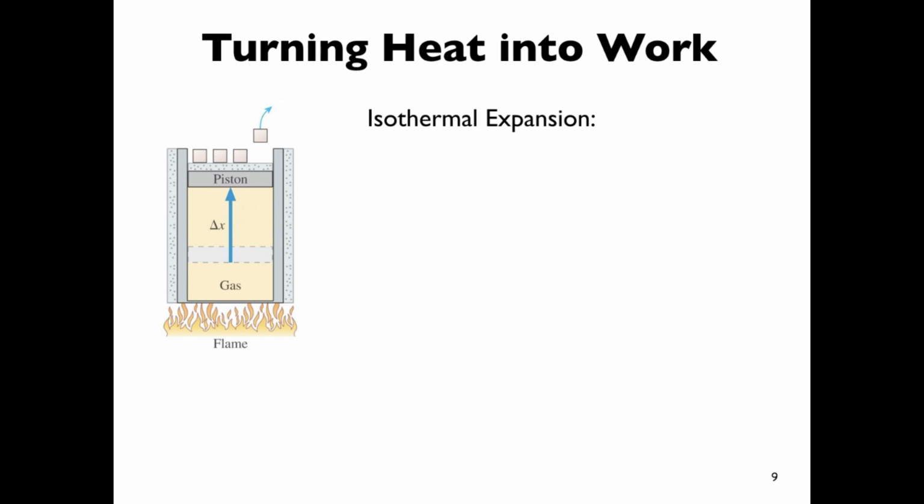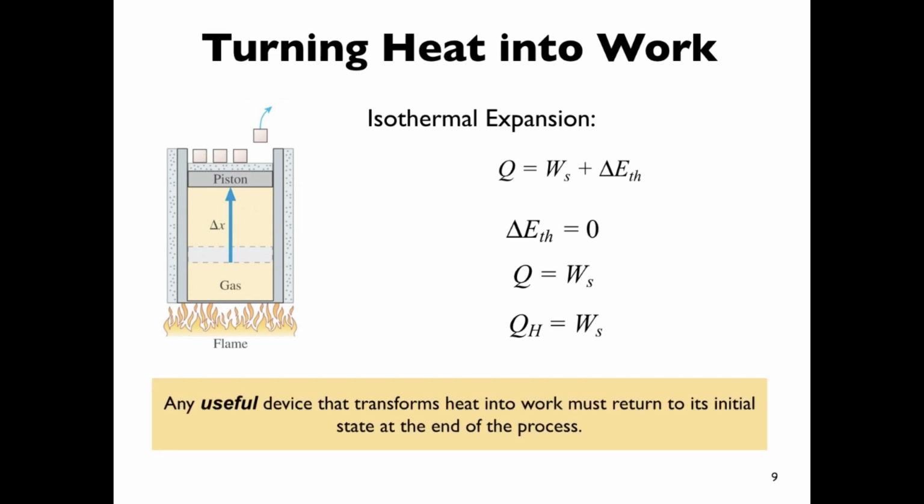So let's talk about an isothermal expansion. Looking at the first law, for an isothermal expansion, what do we know about our change in thermal energy? It's isothermal, so that means our change in temperature is 0, which means our change in thermal energy is also 0, okay? Which means Q is going to be equal to the work done by the system, which means in this case, QH is going to be equal to the work done by the system. And any useful device that transfers heat into work has to return to its initial state at the end of the process. Remember, we want cyclical things, and the initial state means it has the same state variables. So P, V, T, change in thermal energy, okay? So remember, heat goes in, gas expands isothermally, and all the heat is converted into work.